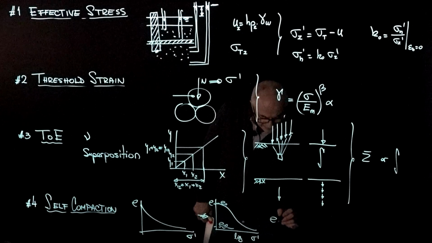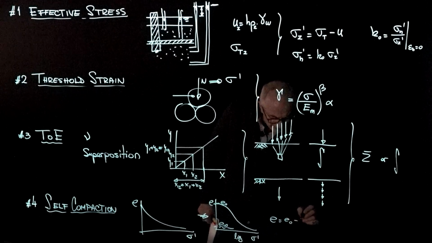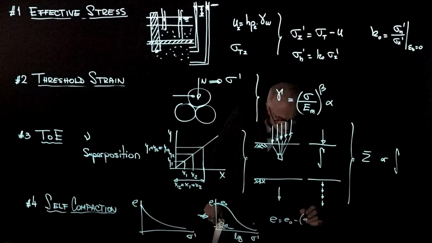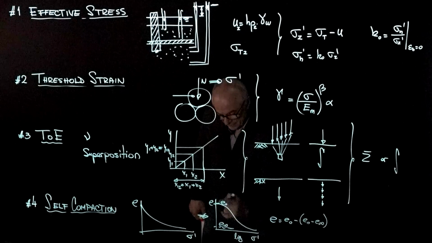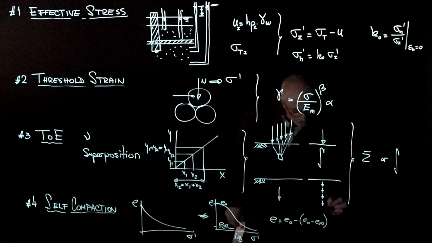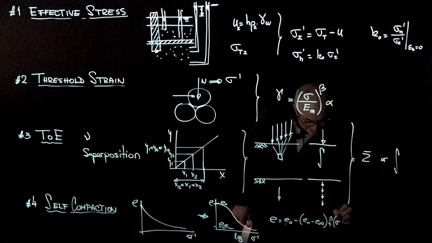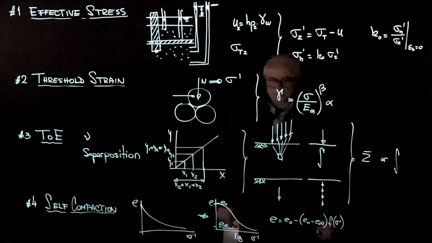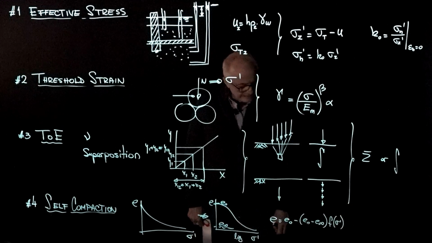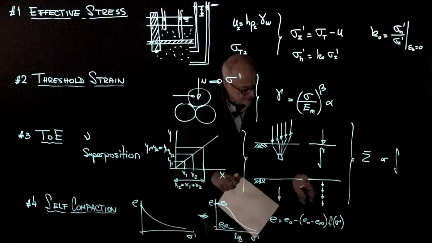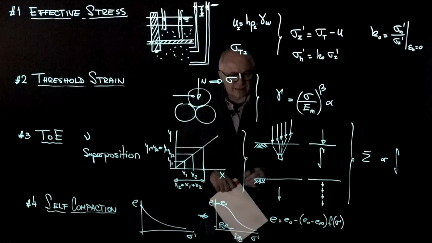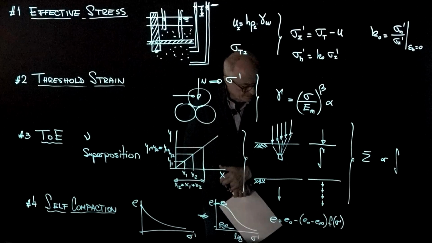E at any effective stress is equal to E0 minus, and now I'm going to distribute the difference between E at 0 minus E at infinity. In other words, I'm going to distribute this gap here according to some function of stress. And we gave you several functions for that: the hyperbolic, a power model, and an exponential model, some of which come, for example, from the gas law.